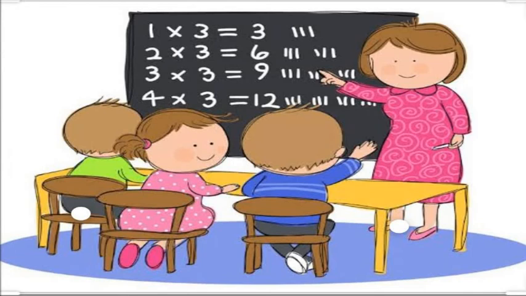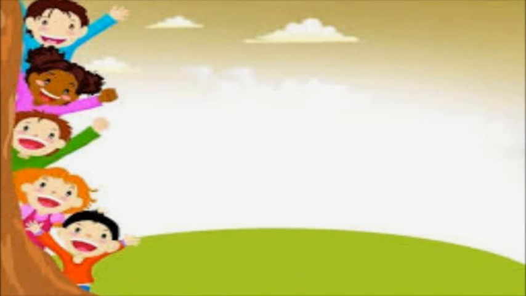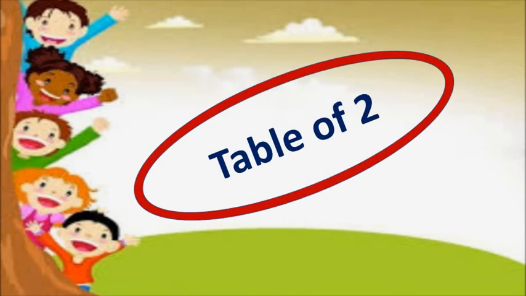So now get ready, sit straight, take the book and pencil and get ready to recite and write. Which table? Table of 2. So write the heading table of 2 and while writing the table make sure that you leave one line after completing one. Okay? So read and write with me table of 2.